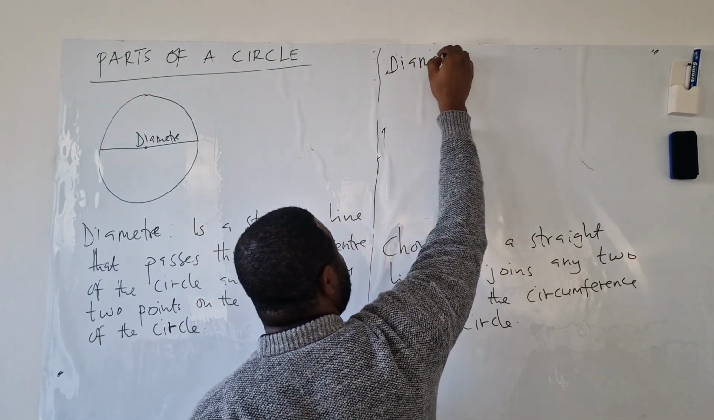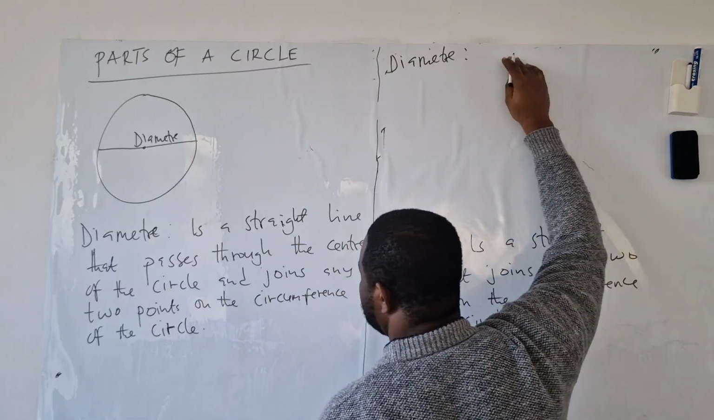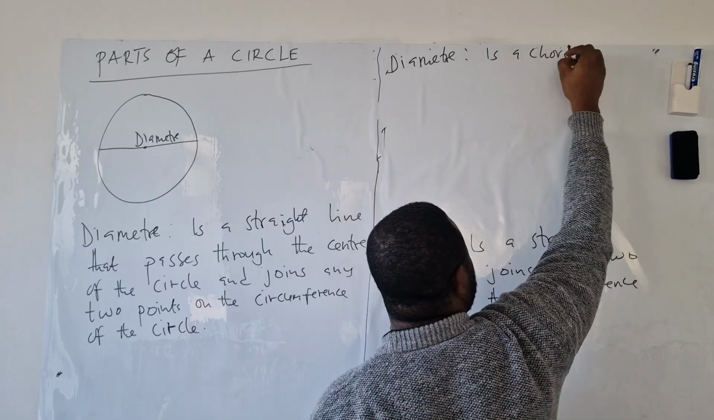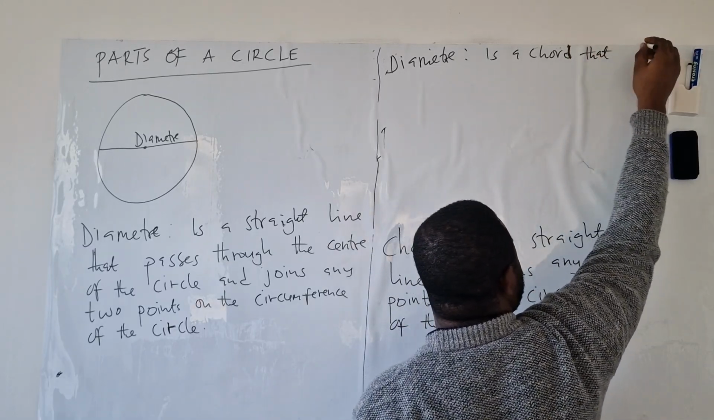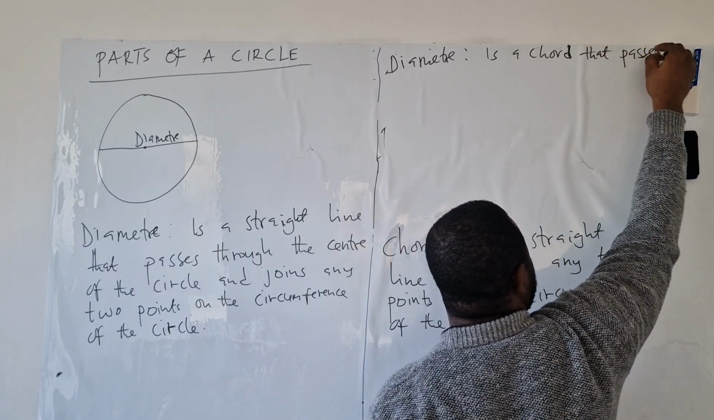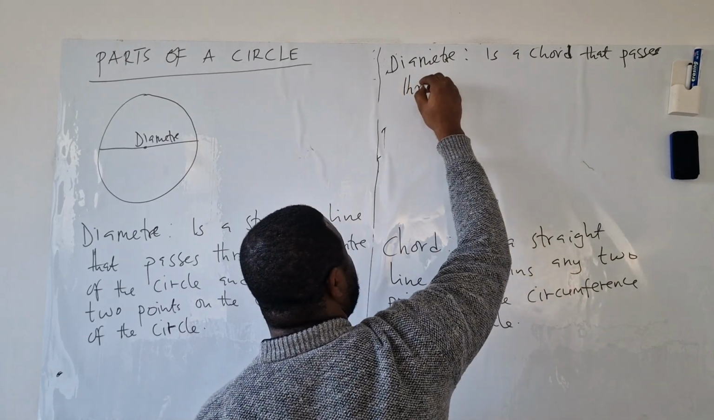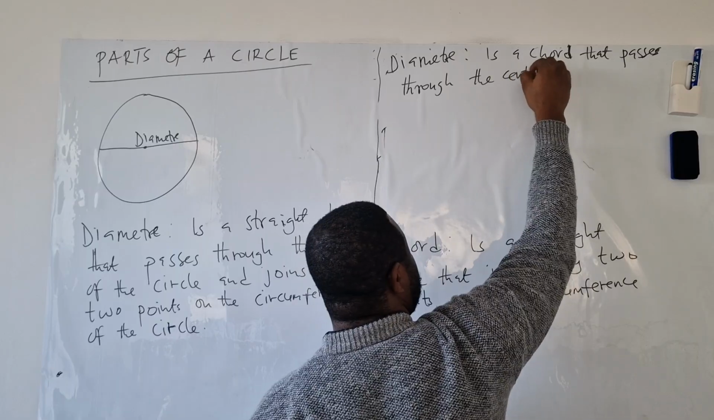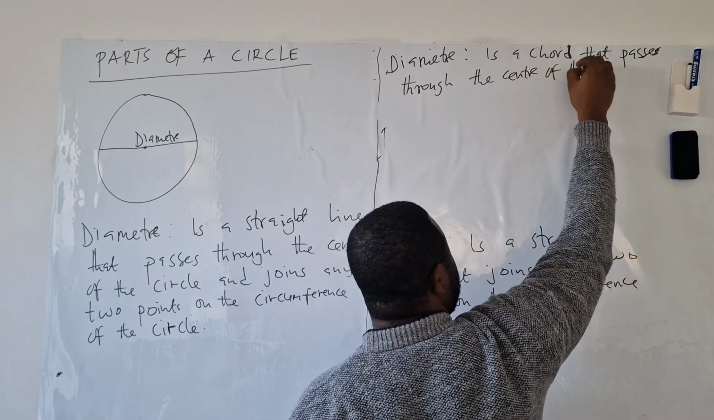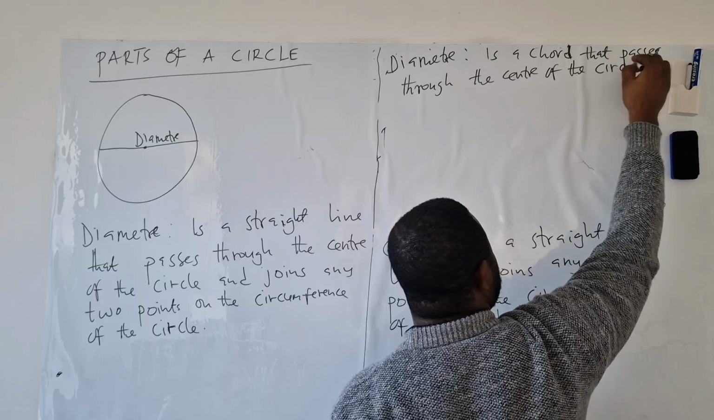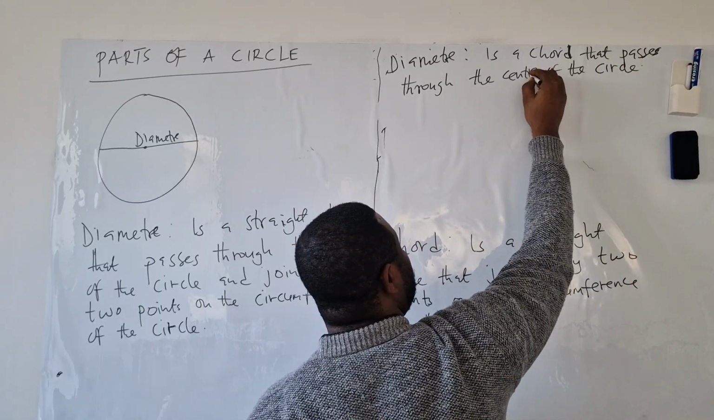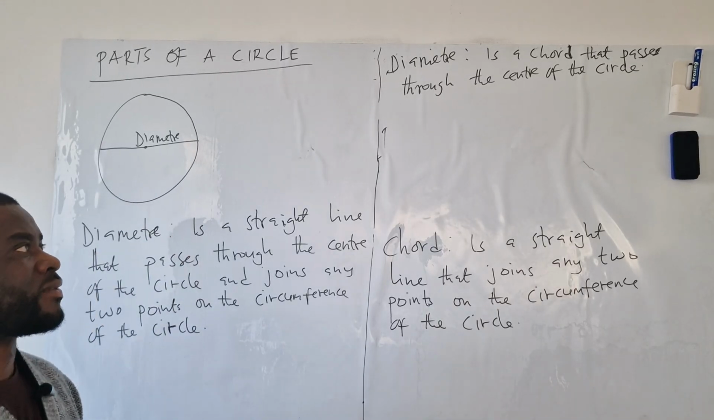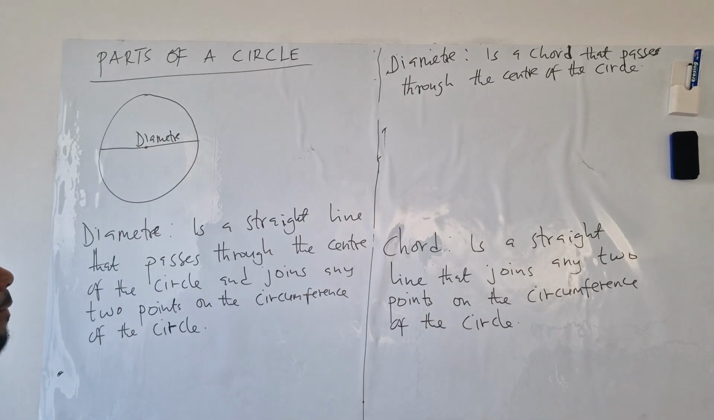Another definition for diameter is a chord that passes through the center of the circle. Good. So diameter is the only chord that passes through the center of the circle. That is why it's given a special name as diameter.